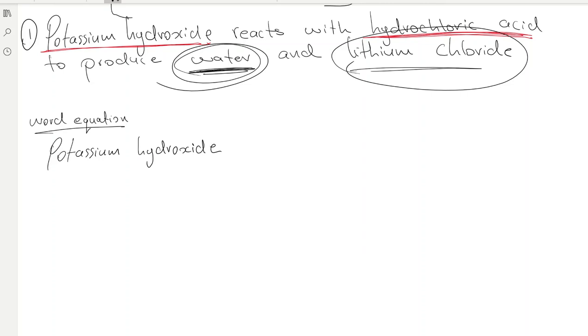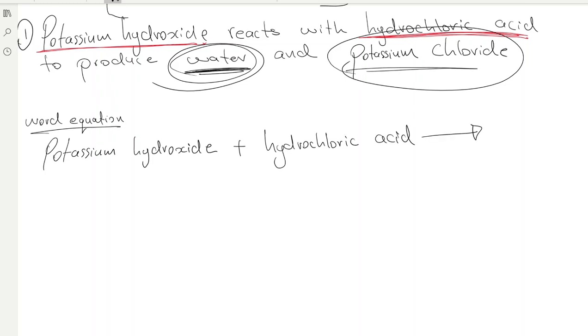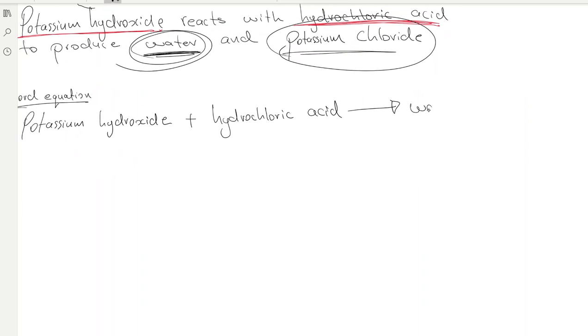Now, where I've got reacts with. Okay, so I made a mistake in the question. This should be potassium chloride. Now, writing the word equation. Potassium hydroxide reacts with hydrochloric acid to produce. Now you just put an arrow and then you've got water, your products, the circled ones, and potassium chloride.